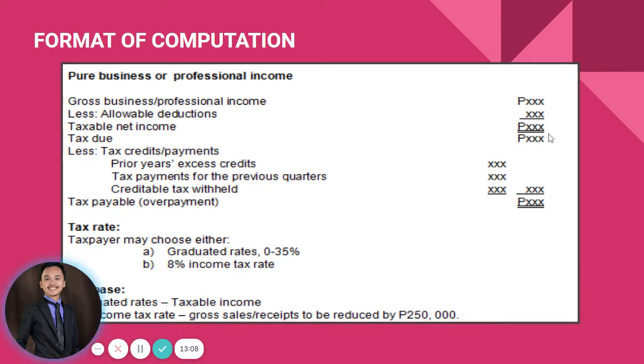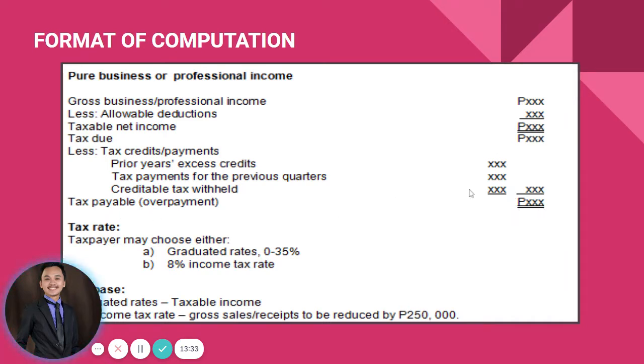To compute for your taxable income and then compute for your tax due. So tax due can be computed using the table, less tax credits or payments, less prior year's excess credits or tax payments for the previous quarters if you are earning business income, less creditable tax withheld to compute for your tax payable or tax overpayment.